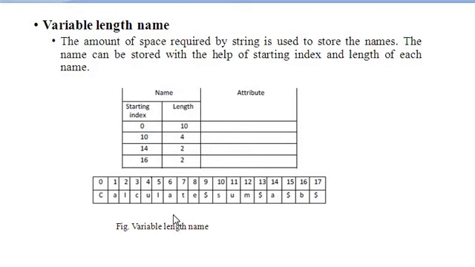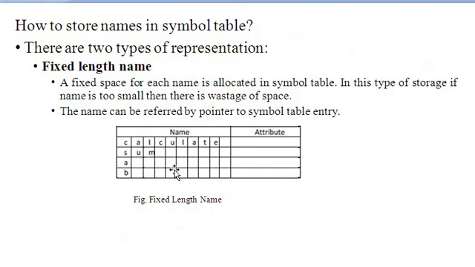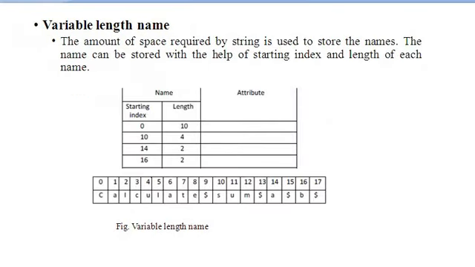So there is no issue of wastage of space which is there in your fixed length name. So there are two methods. Using these two methods, your names or identifiers are stored in symbol table.